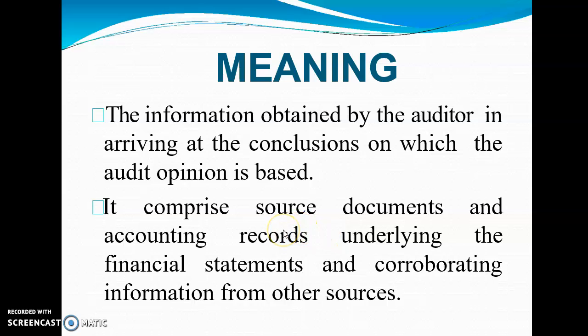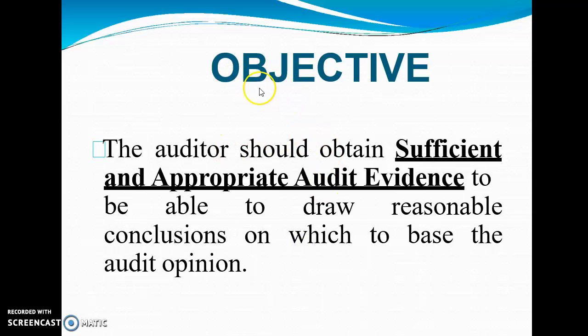So the audit evidence is actually the collection of the documents that the auditor needs in order to give the opinion. Okay, so the objective of audit evidence is that the auditor should obtain sufficient and appropriate audit evidence to be able to draw reasonable conclusions on which to base the audit opinion. As you all know, the auditor has to give reasonable assurance that the financial statement is a true and fair view.